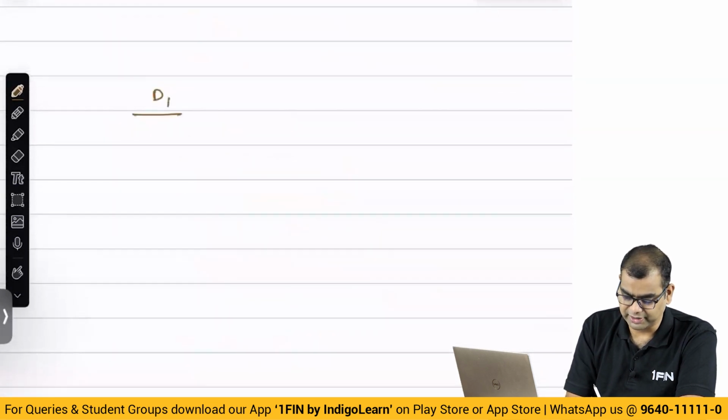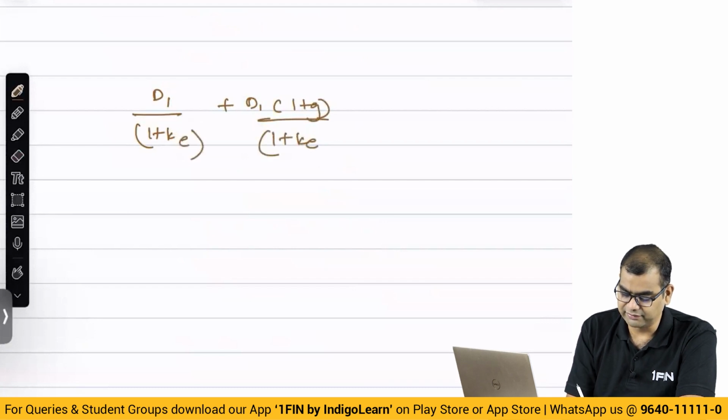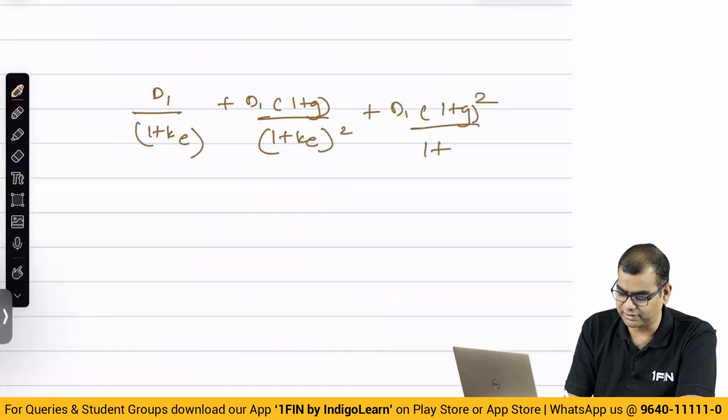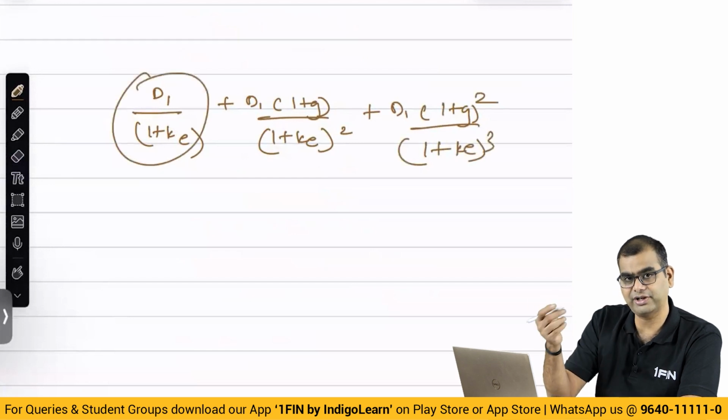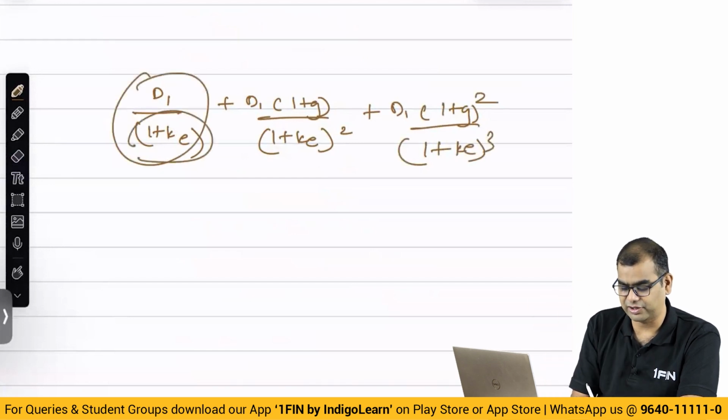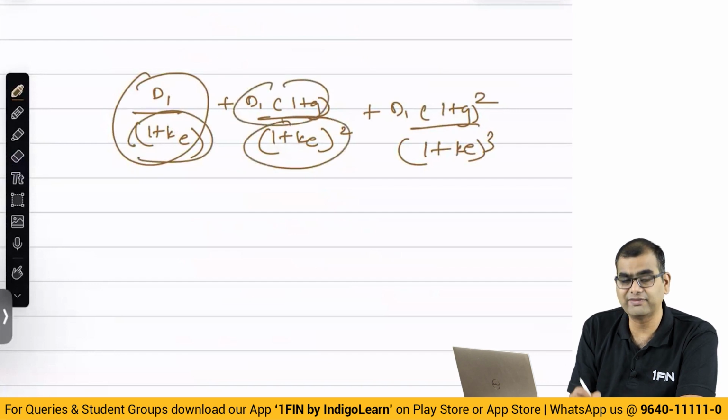D1 by (1 plus KE) whole square plus D1 into (1 plus G) by (1 plus KE), I'm sorry, that first term is D1 by 1 plus KE. Then D1 into (1 plus G) by (1 plus KE) whole square plus D1 into (1 plus G) whole square by (1 plus KE) whole cube. So the first year, that is next year's dividend, you are discounting by one present value factor. Two years later, two present value factors, but D2 is D1 into 1 plus G.